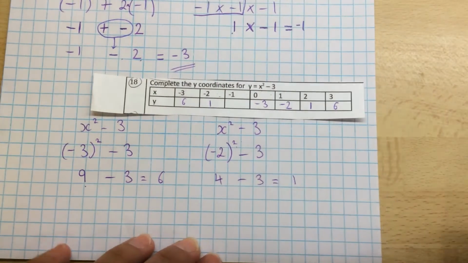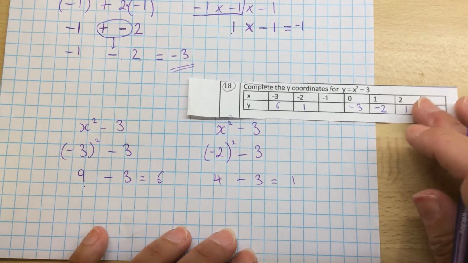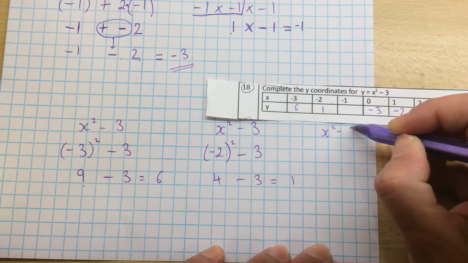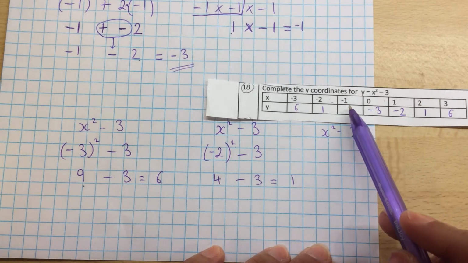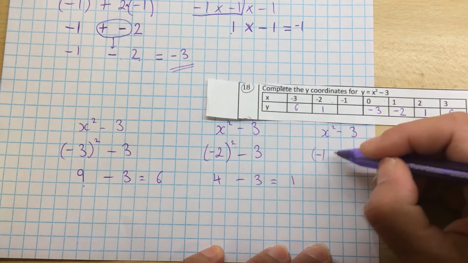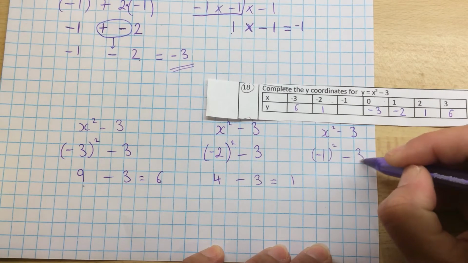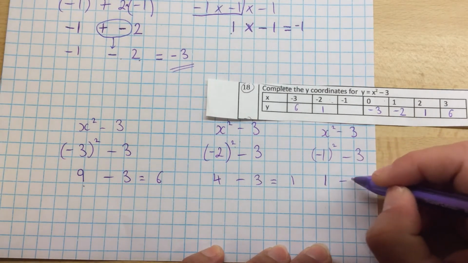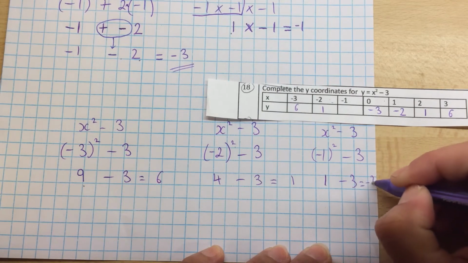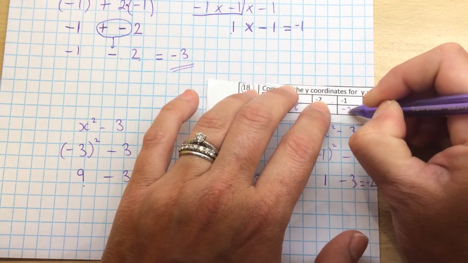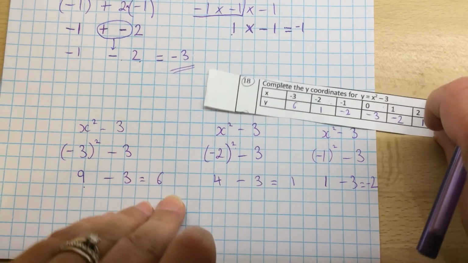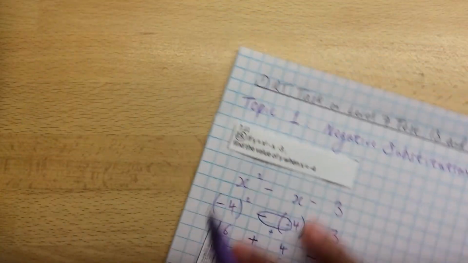And the last one. Same expression, x squared minus 3. Let's now substitute negative 1 in. Negative 1 squared, take away 3. Negative 1 squared is positive 1. 1 take away 3 is negative 2. So your final answers now are all across there. Now there's 2 more questions to complete.